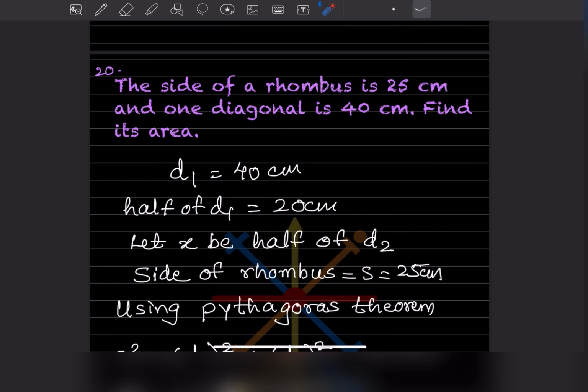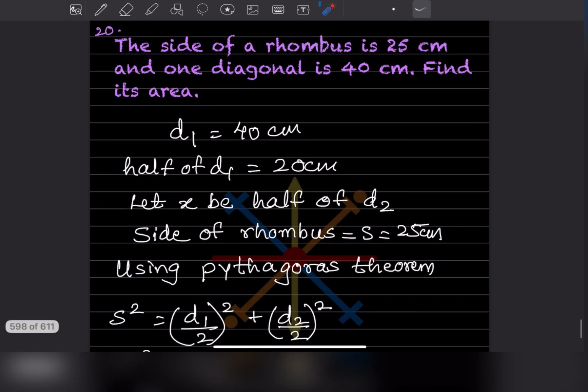So here D1 is 40 centimeter. Half of D1 is going to be this one. This total is 40, so half of that is going to be 20. Now let X be half of D2. Now the side of the rhombus is given as 25 centimeter.